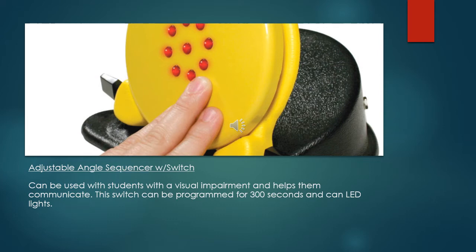This is an adjustable angle switch that you can use with students with visual impairments, or just with the student that has trouble with finding the button. A lot of kids with visual impairments need something raised or that lights up, and this has that option. The students can feel the dots, the dots can light up, and also you can adjust the angle so they can find the switch easier.